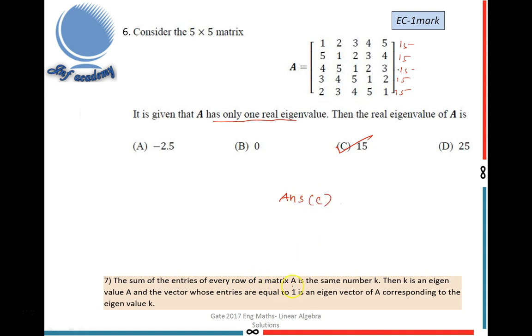By using that property, you can say the answer immediately. Because the sum of the entries of every row of the matrix is equal, that is 15, so 15 is an eigenvalue of the matrix A. The problem also has one condition: A has only one real eigenvalue. That real eigenvalue is 15. So option C is the correct answer.